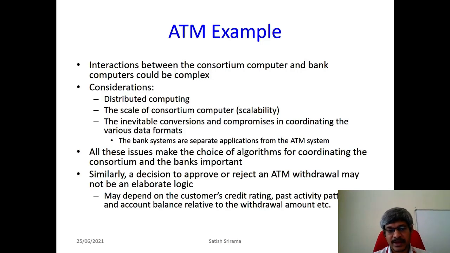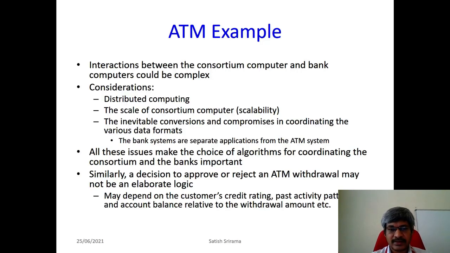Then the other complexity which comes is the inevitable one. For example, all these bank systems are separate applications. Each bank has their own application. When you are building an ATM system, you are not also building the bank system. They are very complex on their own, so that means each application is complex. So when this consortium computer has to talk with all these bank systems, it needs to converse with them.